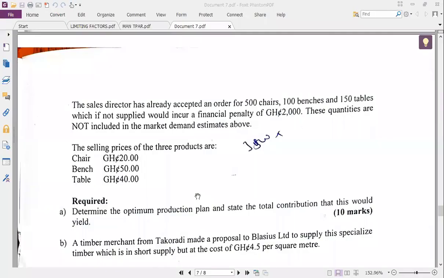For this question, there's a B part too. If we try the B part, I think I can discuss the B part. It's also important. The selling price, we use it to determine the contribution. That was what we used to determine the contribution. So the selling price given to us is what we use to determine the contribution.